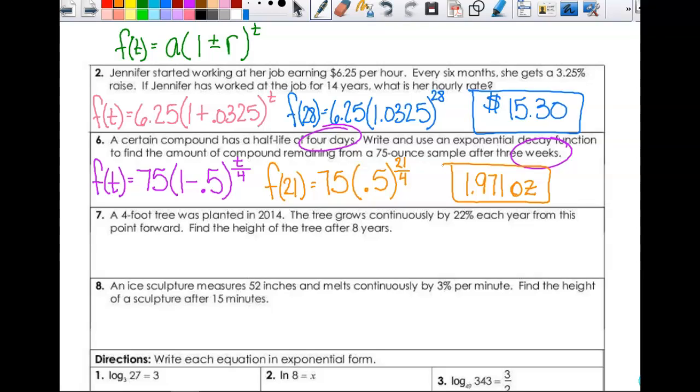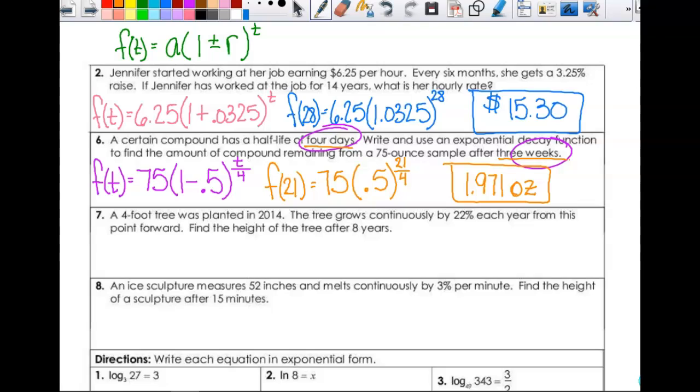Wait, so why is the time divided by 4? Because it happens every 4 days, and I'm going to have to figure out, for 3 weeks, it's going to be 21 days, but it doesn't happen 21 times. It happens every 4 days over those 21 days. So it's whatever 21 divided by 4 is.